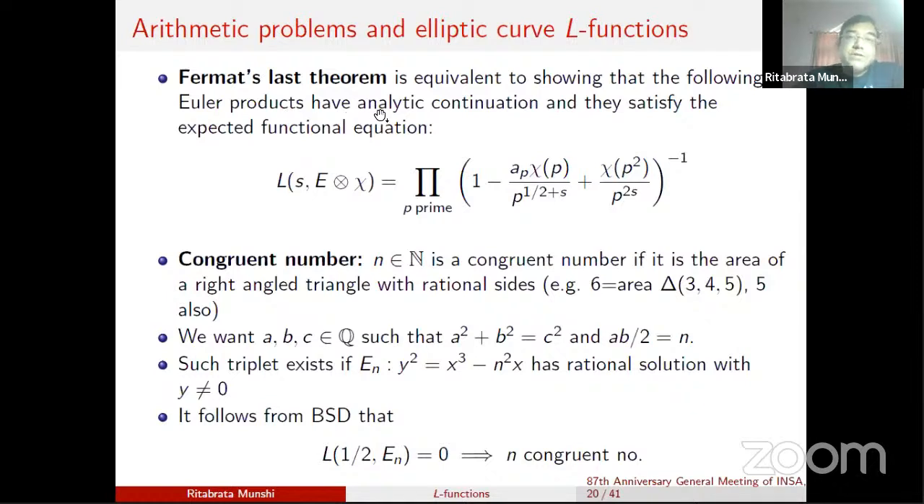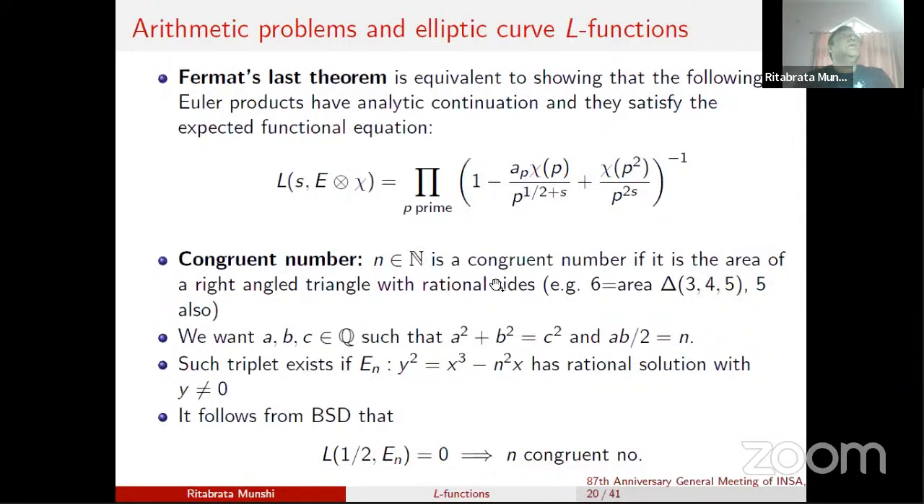And as you know, history goes, Wiles actually proved that this elliptic curve L function corresponds to a modular form L function. And so in one stroke, he got analytic continuation and functional equation of all of them. Okay, so that's one application of the analytic theory of L functions to arithmetic. And here is another one.